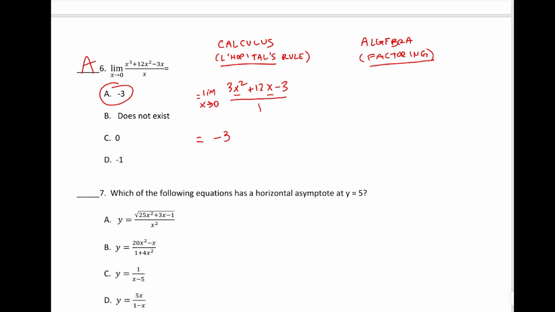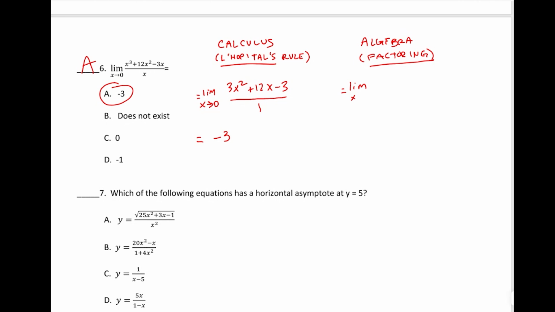But I also want to show you that this is a problem that we learned how to solve way before we learned about L'Hopital's rule. Back in the first unit, we learned how to solve this limit using factoring, since we had no idea what a derivative was at the time. So we can factor this.